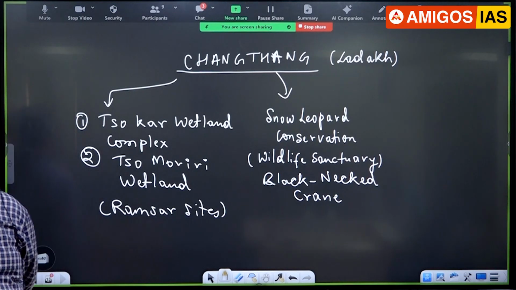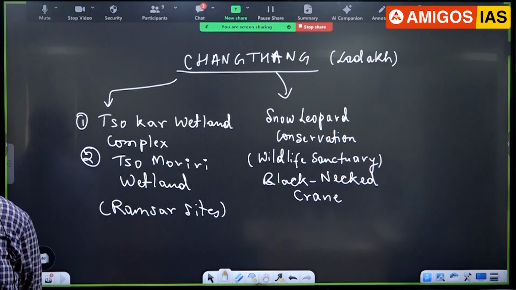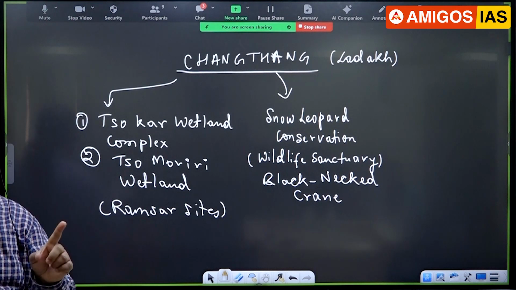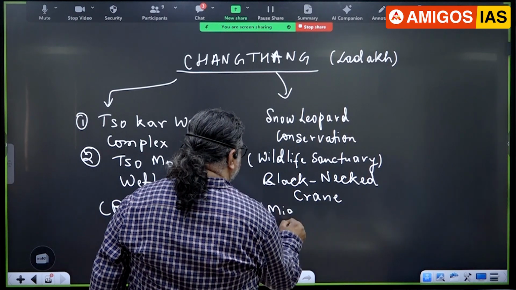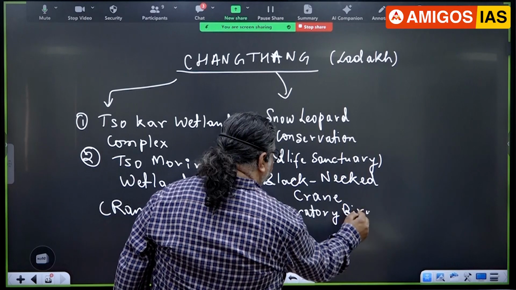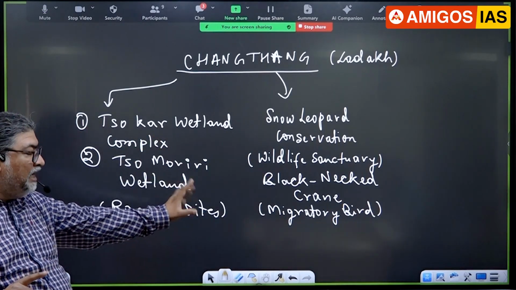Black-necked crane. Where do you find the black-necked crane? One is Changthang. Another you'll find in Arunachal Pradesh. This is a migratory bird. It migrates. Right? And see how you can remember that. Such kind of facts you can remember like this: snow leopard and black-necked crane.